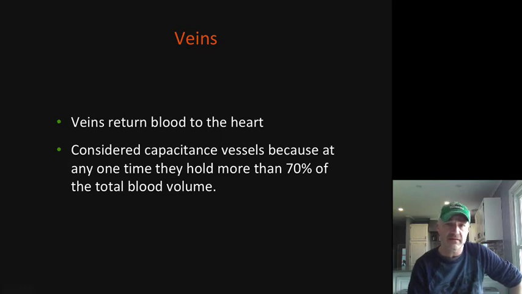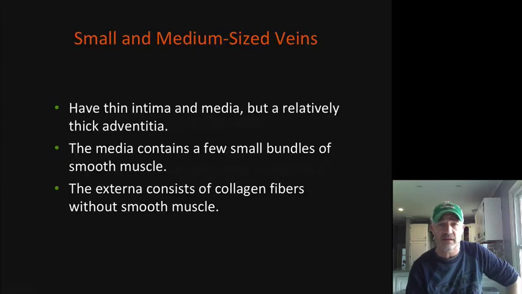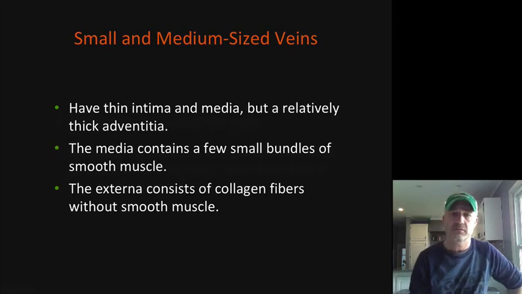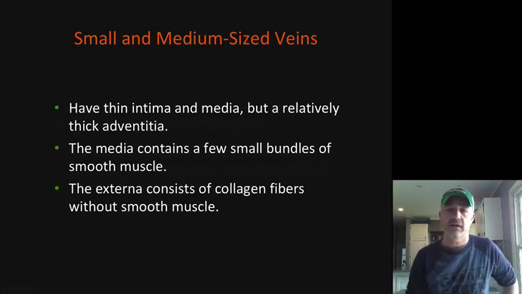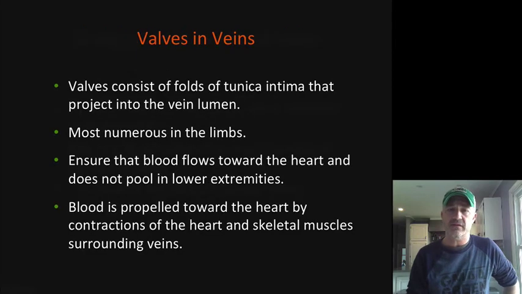Again, it tends to be the veins where their thickest layer is the tunica externa. Generally, 55% or more of the blood is in these veins at any one time, so they can hold up to 70% of the total blood volume at any time. And again, small to medium veins have a thin intima, thin media, and a rather thick outer layer. They do not have a lot of collagen fibers or a lot of muscle in there. Because of this, these don't tend to stay open as well.